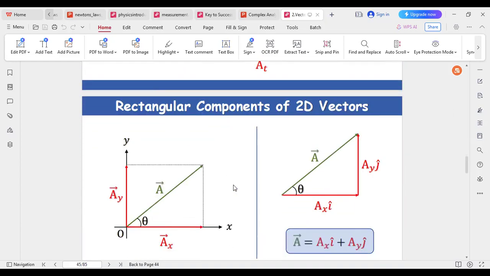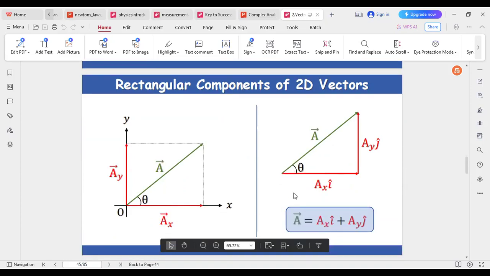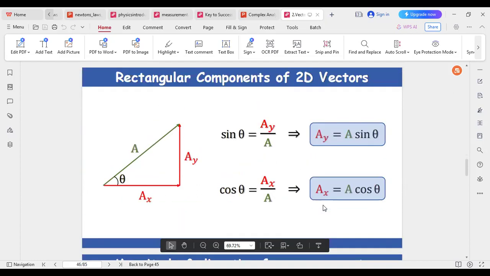Rectangular components of 2D vectors, you must know: vectors can be represented as x along the x-axis and y along the y-axis, with i and j as the unit vectors. Similarly, we can find the angle also: sin theta equals perpendicular by hypotenuse, and cos theta equals base by hypotenuse. So we can find the value of the x vector and the y vector.